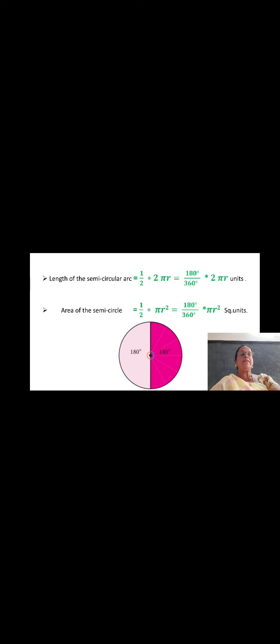We have already learned that a circle of radius r units has central angle 360 degrees. Circumference of the circle is 2 pi r units. Area of the circle is pi r square units. What is the circumference of the circle? 2 pi r units, and area of the circle is pi r square units.